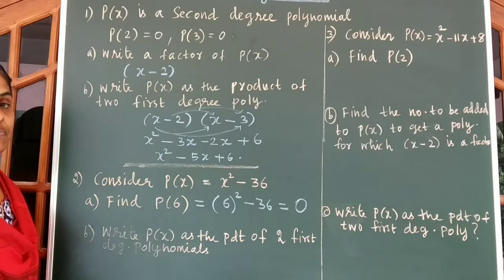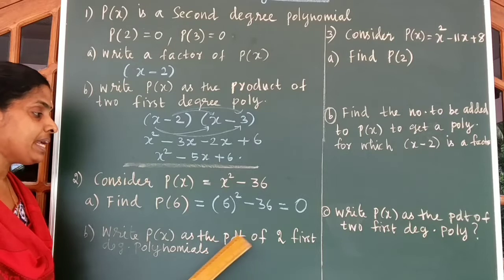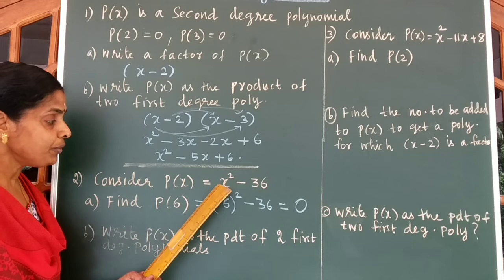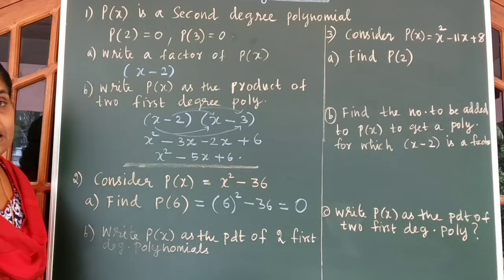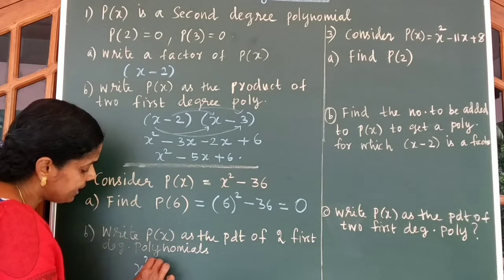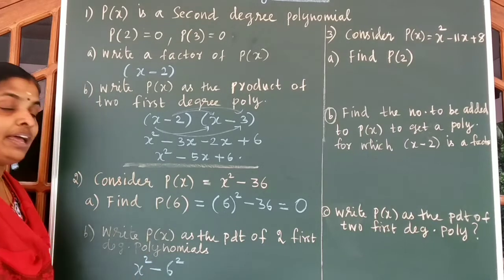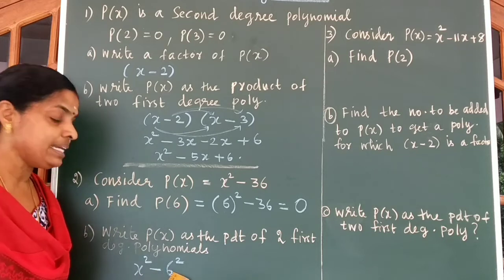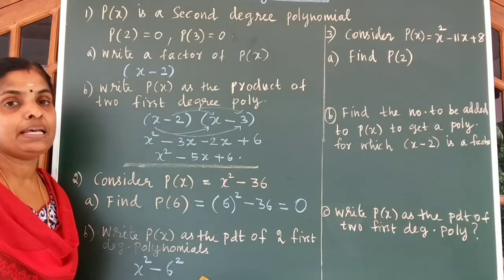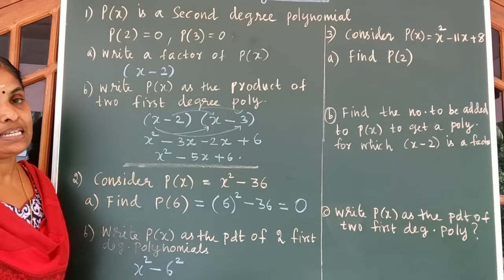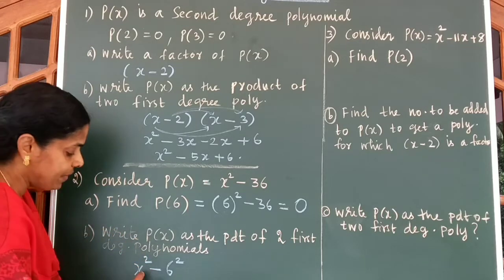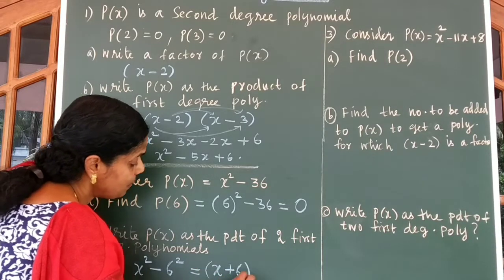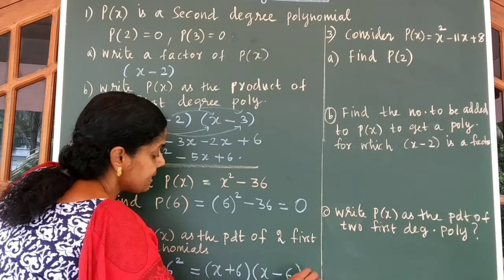Now the second part of the question, write P of x as the product of two first degree polynomials. Now you can write x square minus 36 as x square minus 6 square. And in 8th standard we have studied an identity. A square minus b square is equal to a plus b into a minus b, isn't it? Use that idea here. We get x square minus 6 square as x plus 6 into x minus 6.